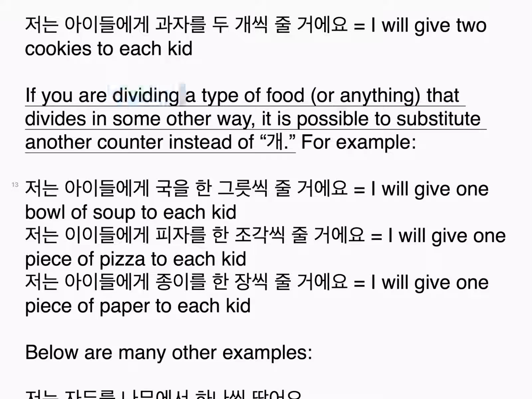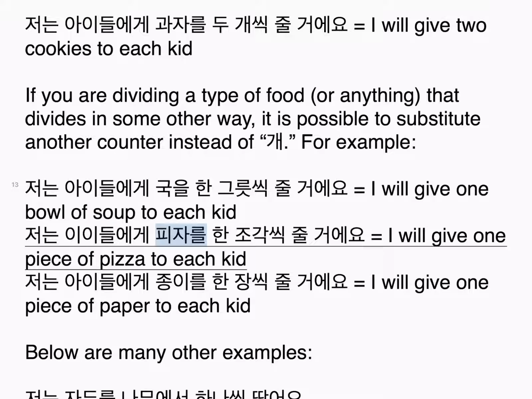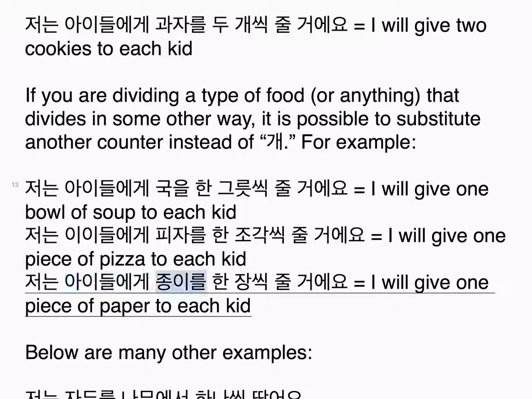If you are dividing a type of food or anything that divides in some other way, it is possible to substitute another counter instead of 개. For example, 저는 아이들에게 국을 한 그릇씩 줄 거예요. I will give 1 bowl of soup to each kid. 저는 아이들에게 피자를 한 조각씩 줄 거예요. I will give 1 piece of pizza to each kid. 저는 아이들에게 종이를 한 장씩 줄 거예요. I will give 1 piece of paper to each kid.